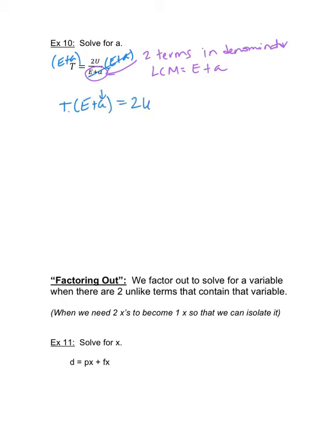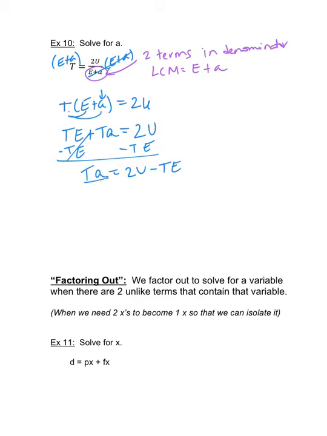I'm trying to isolate A. I would subtract TE on both sides. I get TA equals 2U minus TE and divide by T. So A equals 2U minus TE all over T.